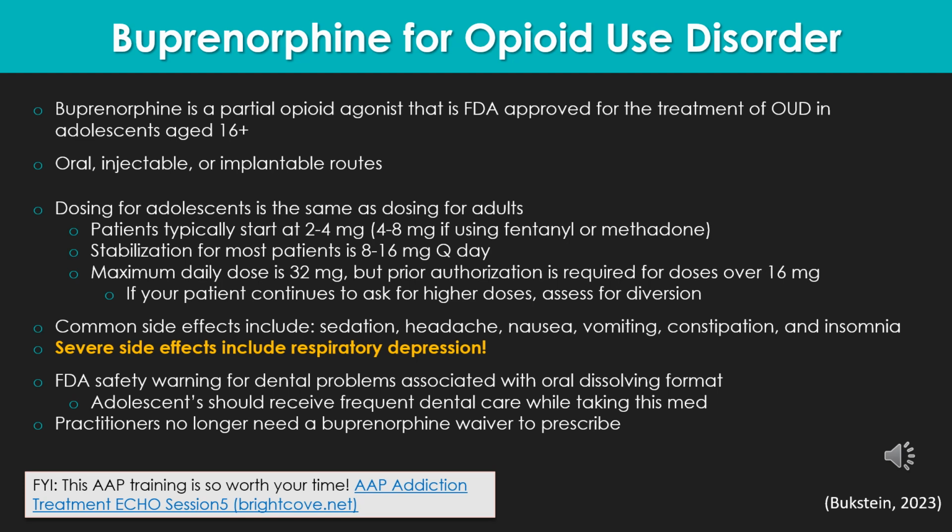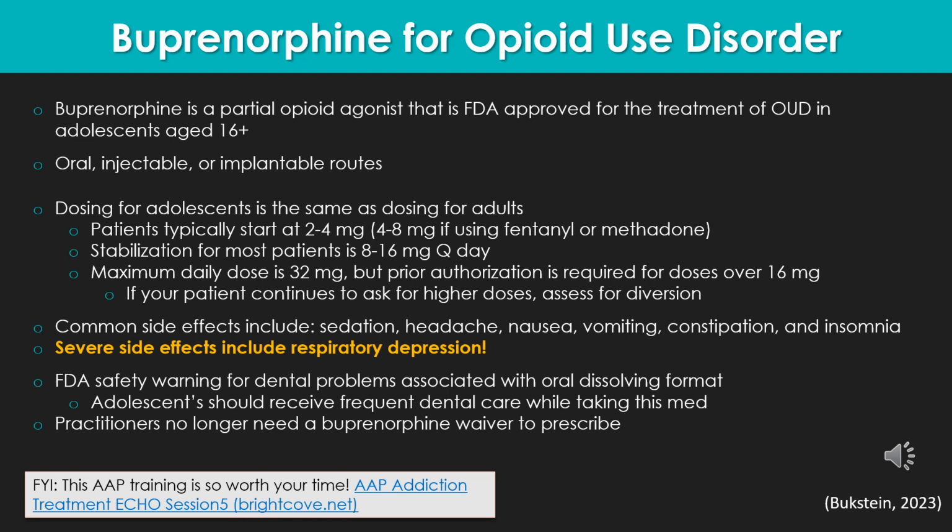Dosing for adolescents is the same as dosing for adults. You just want to figure out what type of opioid they were using, because those who are using fentanyl or methadone will need a stronger starting dose. They typically start at 2 to 4 milligrams and work your way up to 8 to 16 milligrams per day.